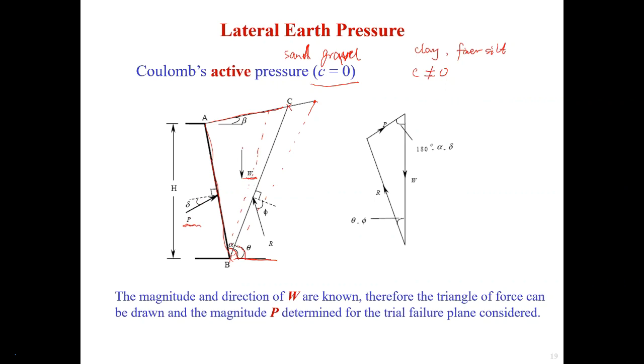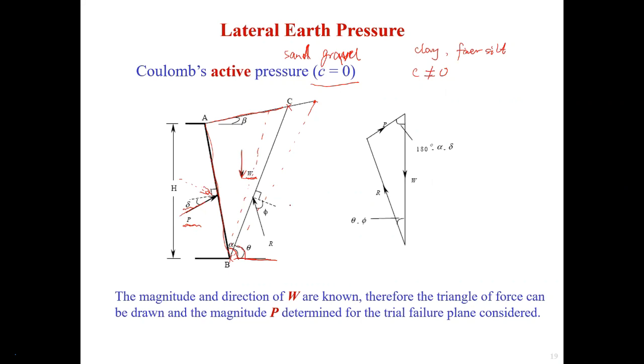So that's common sense. You have the self-weight of the soil, which acts downward in this direction. You have to have some resistance force here because the plane is inclined in this direction, so it has to be pointing upward. It can't be pointing downward, otherwise it won't reach an equilibrium state. So it has to be pointing upward, and this angle is the angle of soil-wall friction.